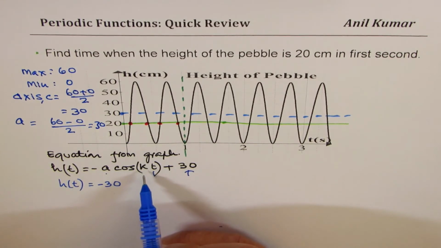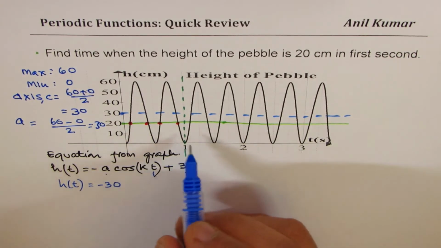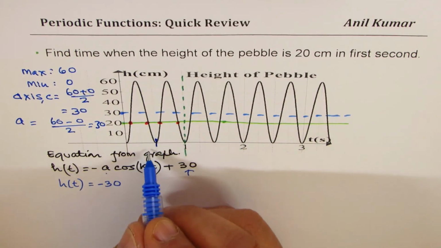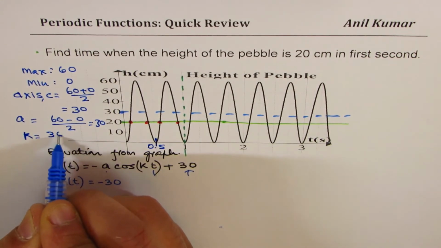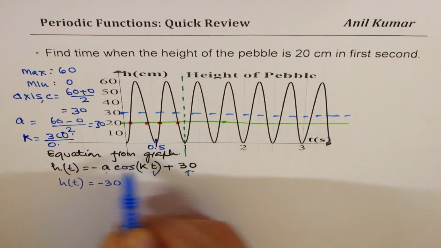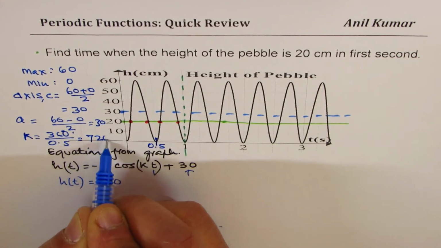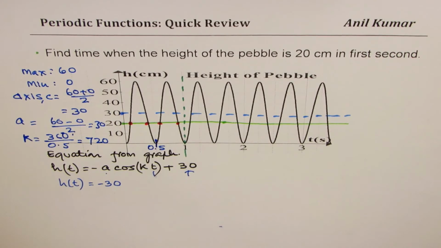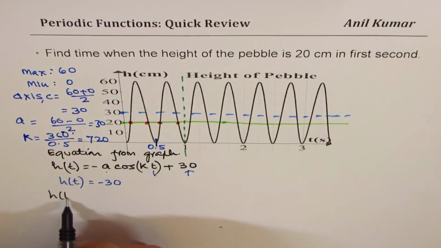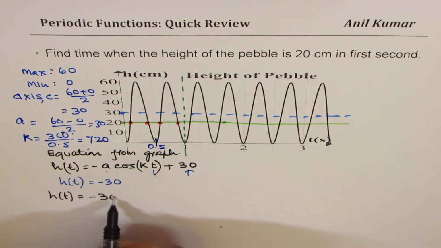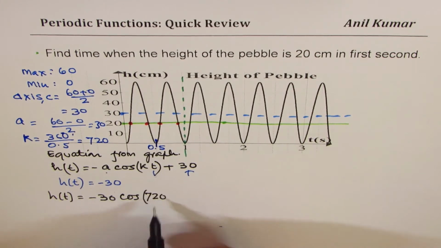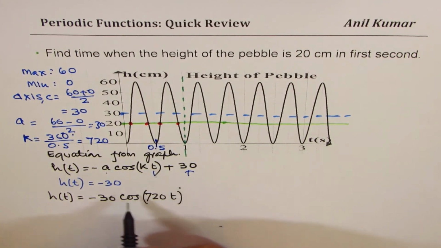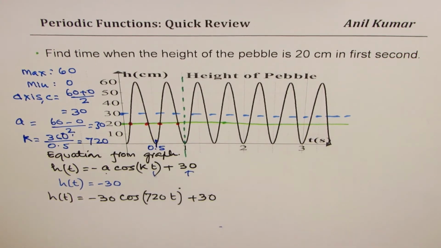Now critical part here is k. How to find k? Now we found that one particular cycle is this much, so the time period is 0.5. Now k is 360 degrees divided by 0.5, and that is 720, correct? So that gives us the function height as minus 30, this 30 is amplitude, cos of 720, and then we'll just write time t. All this is in degrees, plus 30. Is that clear? Okay, so we have got this part.